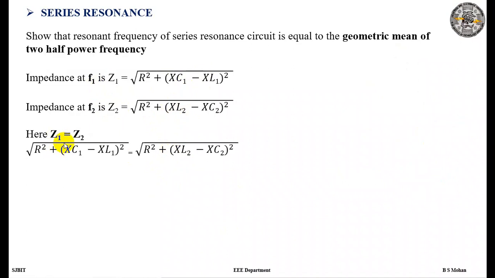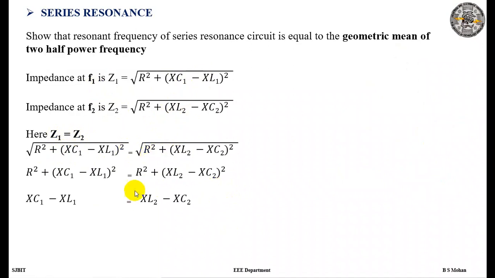So at resonance we know that z1 is equal to z2, so substituting them here, the square roots cancel each other, and rearranging the equations, r square would cancel each other. Cancelling the squares, we are left with xc1 minus xl1 is equal to xl2 minus xc2. Then rearranging for capacitance and reactance, and writing them in terms of omega, xc1 is 1 by omega 1 c, and xc2 is equal to 1 by omega 2 c.